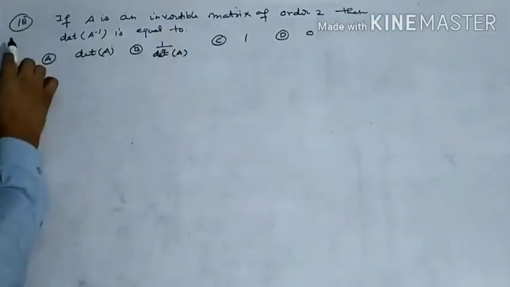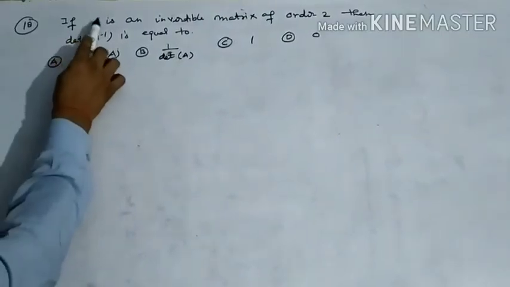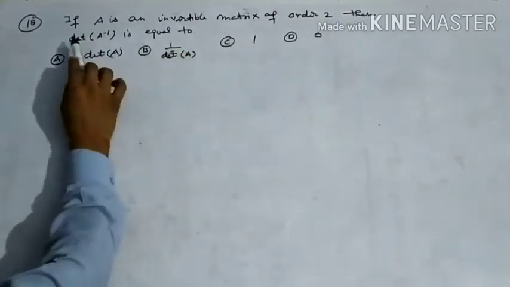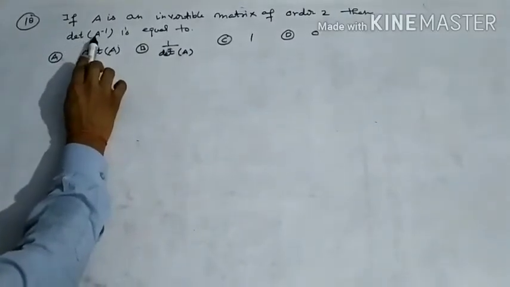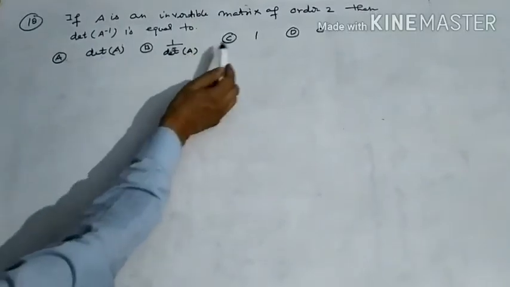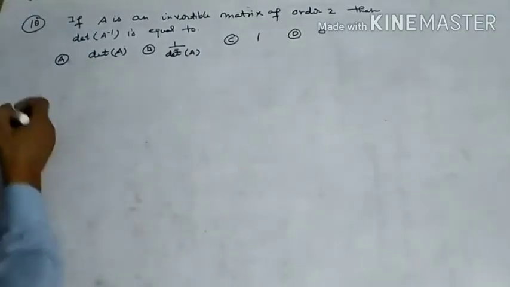Here you see this is problem number 18. If A is an invertible matrix of order 2, then determinant of A inverse is equal to: A, determinant of A; B, 1 upon determinant of A; C, 1; and D, 0. Solution, you have to see.